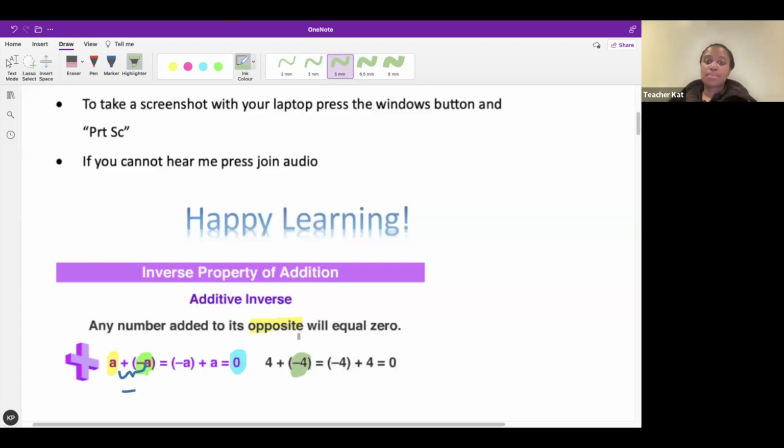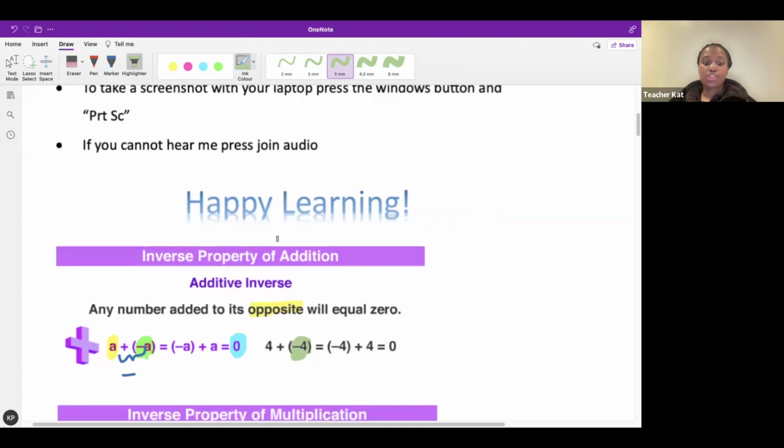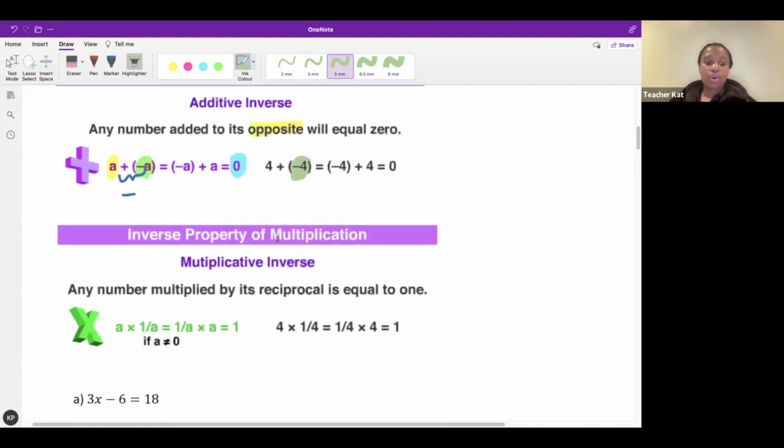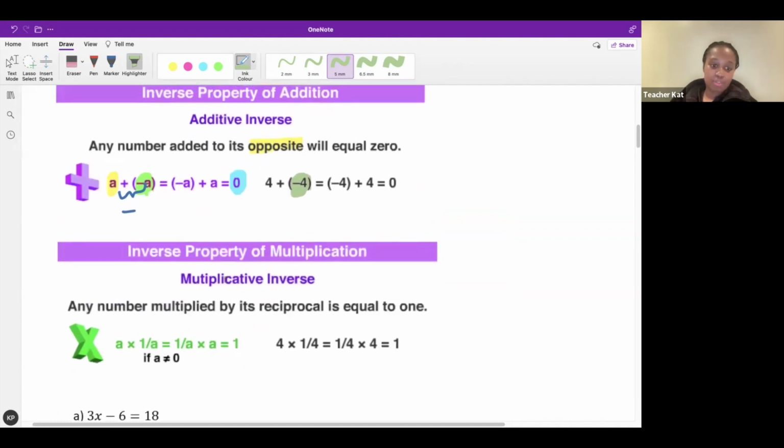This is what most of us have been solving algebraic equations using. So today is that day to shine. And then, of course, for your multiplicative inverse, a number multiplied by its reciprocal is equal to 1. Its reciprocal means the opposite. So if I have 4 over 1, I will multiply it by 1 over 4, because these will then cancel out and my answer will be 1.